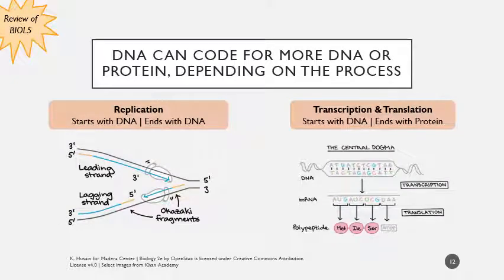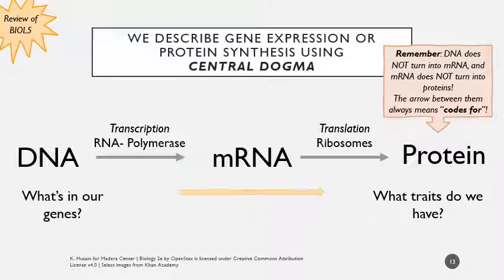So remember, just a quick note that DNA can code for more DNA or it can code for protein. When we go through that process of synthesis and replication in the middle of the cell cycle, that's DNA coding for more DNA. When DNA codes for first messenger RNA and then for protein, that's through transcription and translation, and that's happening throughout the entire cell cycle.